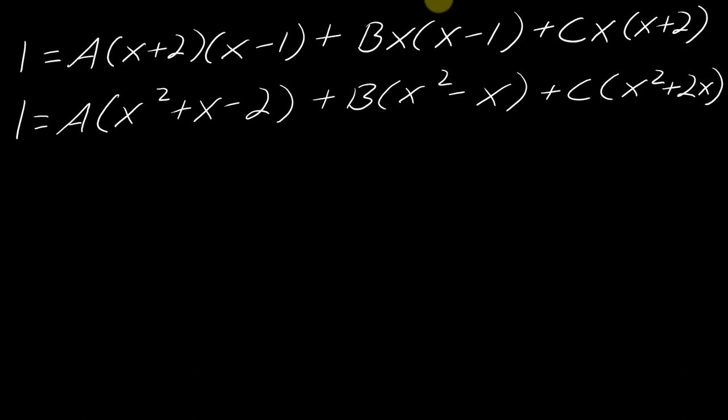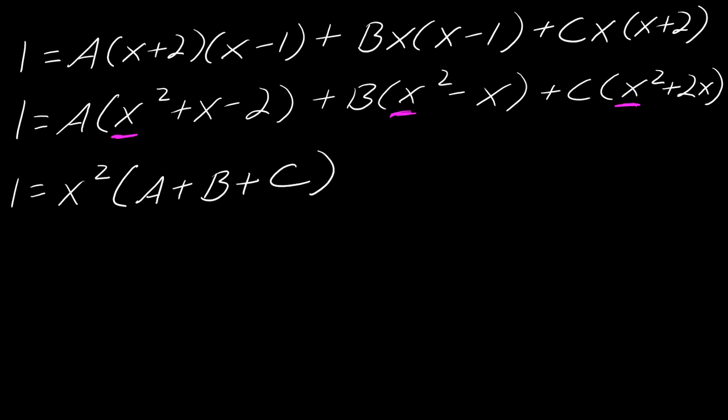Okay, so here's the deal. We're trying to set up a system. So what I want to do now is go through and collect by x variables. I've got these three x squareds, and I've still got this part as 1. If I wanted to factor out the x squared, what would that leave me with? I'd have x squared times A, x squared times B, and then x squared times C.